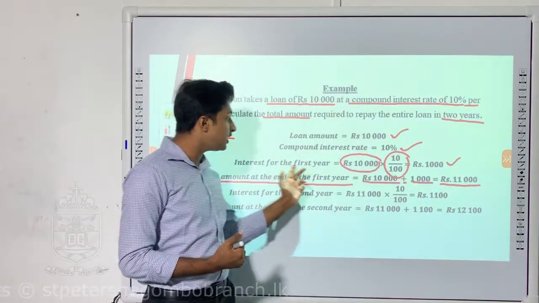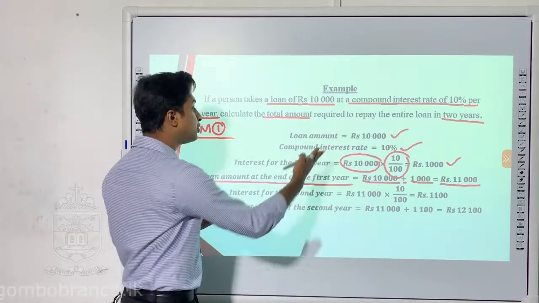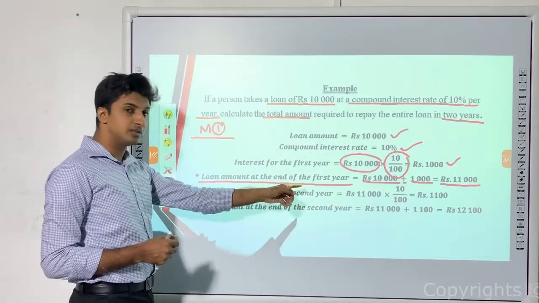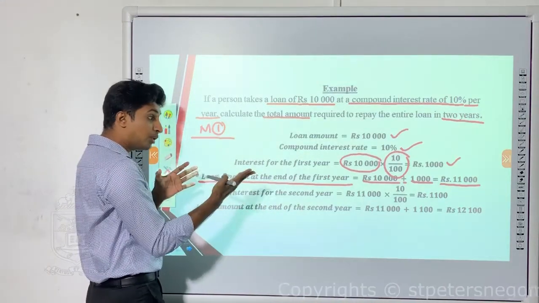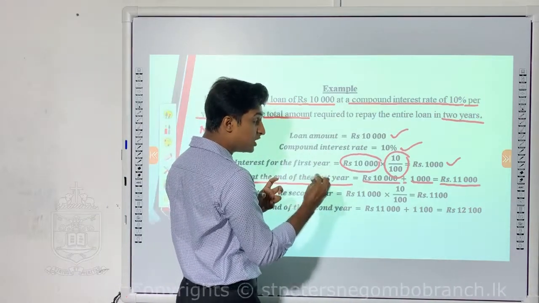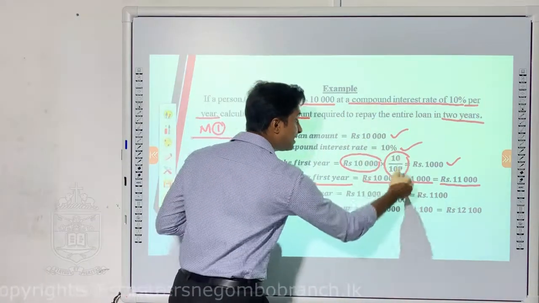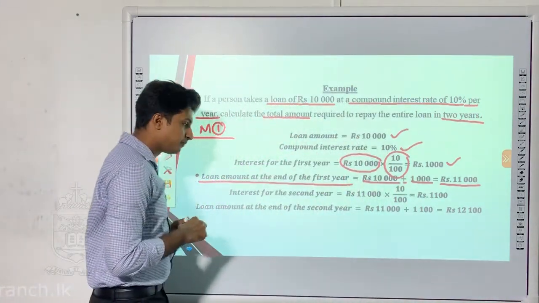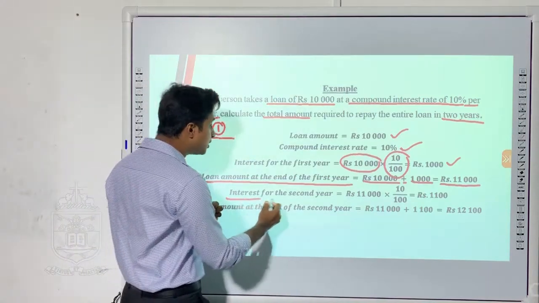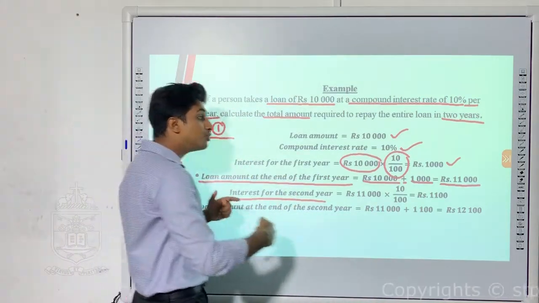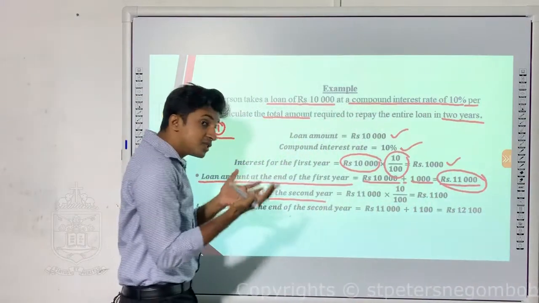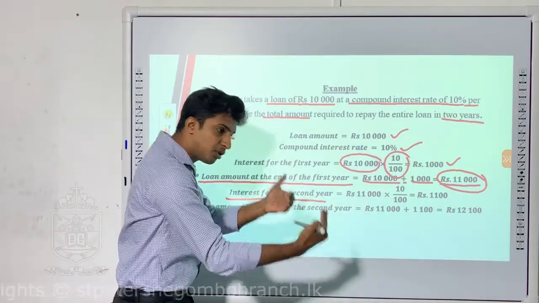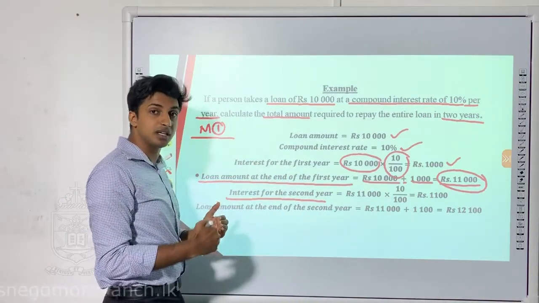First of all, we found the interest that has to be paid in the first year. That is going to be 10,000 into 10%. That is 1,000. So by the end of the first year, the loan amount, this is a loan story, so it's a loan amount. What we have to do is take the principal amount and add the interest we calculated for the first year. So that is going to be rupees 11,000. Now, when you are calculating the interest for the second year, you have to use this total 11,000. That was the amount that has to be paid by the end of the first year.